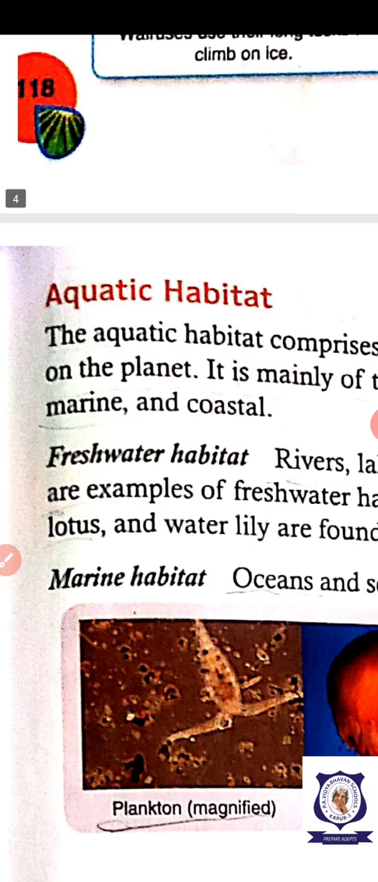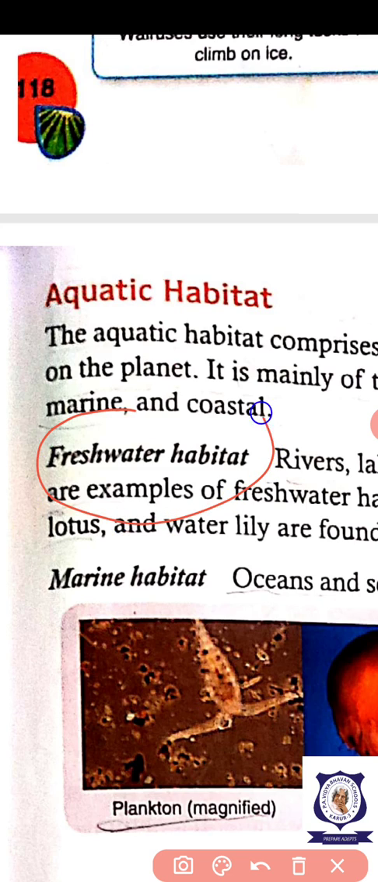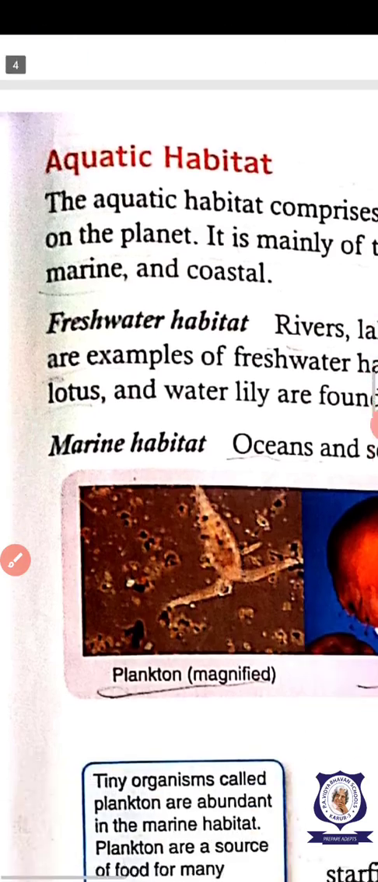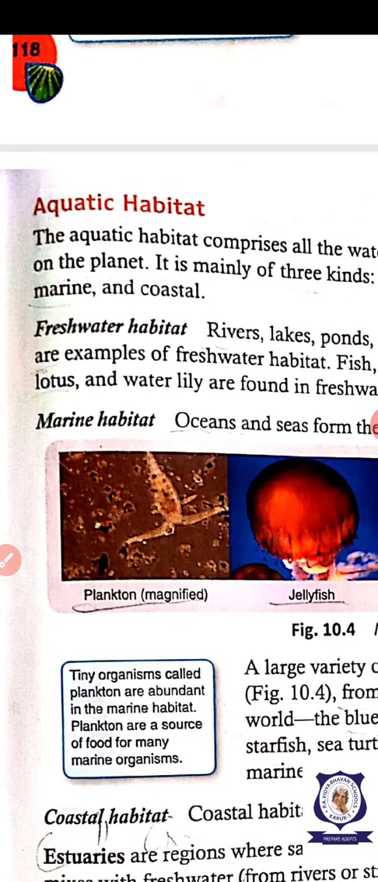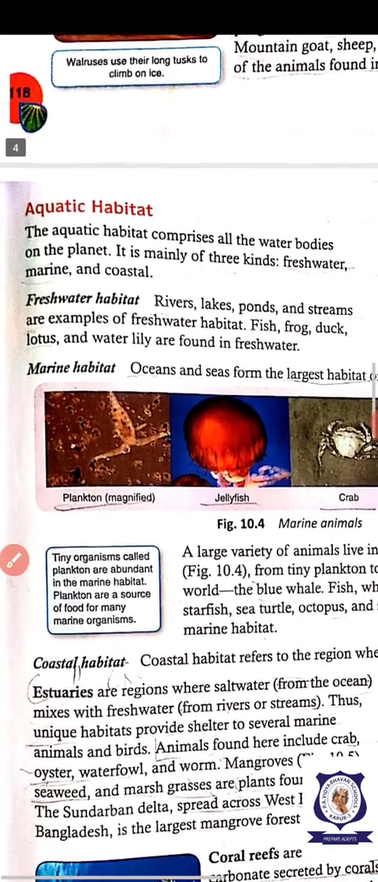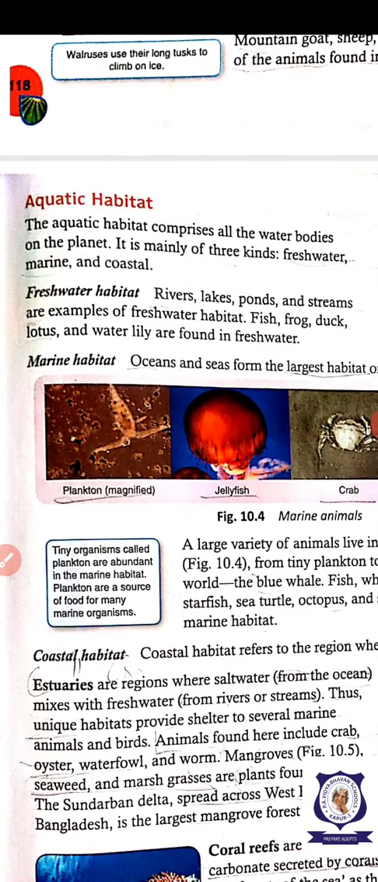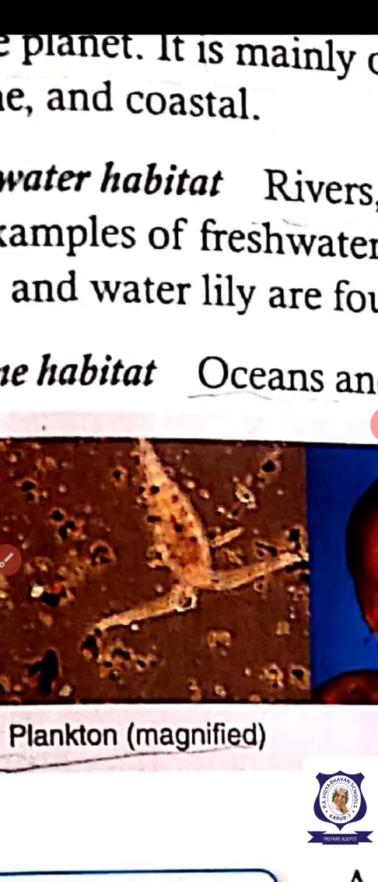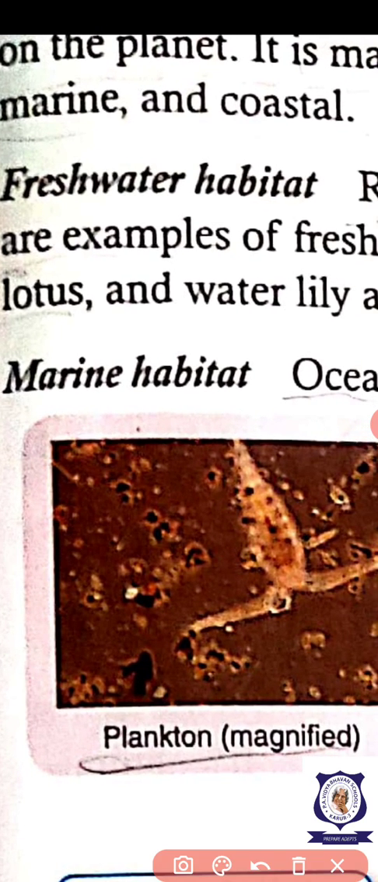Next we go to the aquatic habitat. Aquatic habitat we can separate into 2 types: freshwater habitat and marine water habitat. Freshwater habitat means what are the things included? That is the river, lakes, ponds and streams. What are the animals will be there? Fishes, frog, duck. What are the plants will be there? Lotus, water lily will be there in the freshwater habitat.